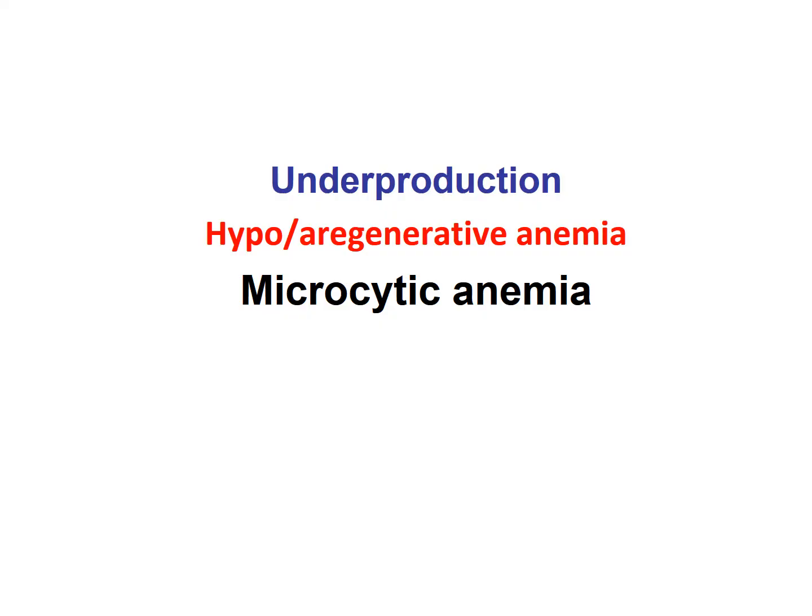Now let's start and discuss the different types of anemias. We are going to start with underproduction, or the hyporegenerative anemias, such as the microcytic anemia. We know that there are microcytic, normocytic, and macrocytic anemias.